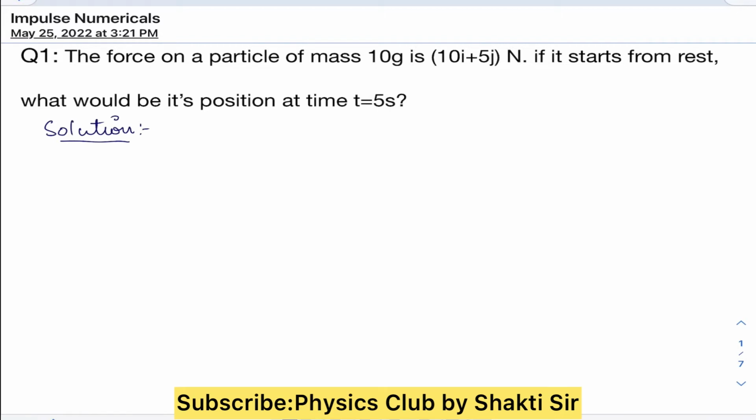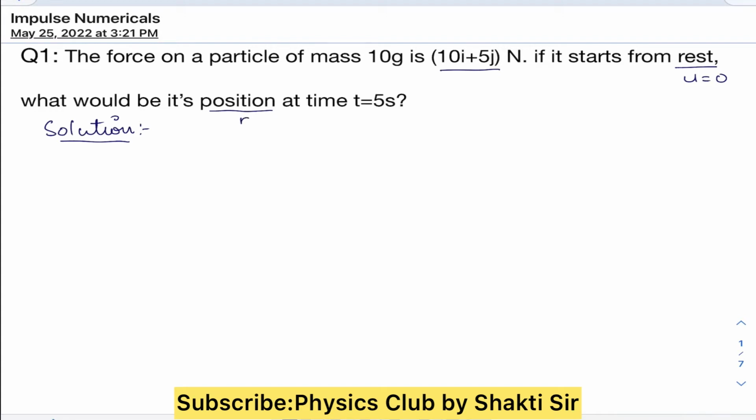The force on a particle of mass 10 gram is this. So the value of force, we have 10 i cap plus 5 j cap. If it starts from rest, so the initial speed u equals 0, what would be its position at t equals 5 seconds? So we need to calculate the position. It means the value of x or r, the position vector r.